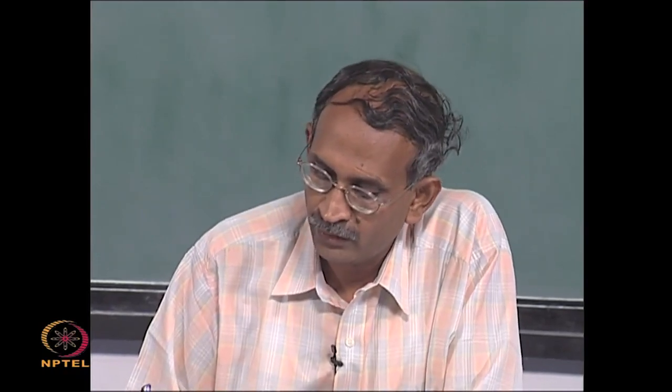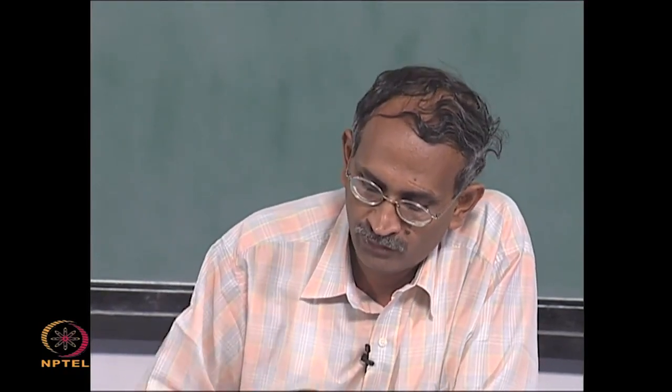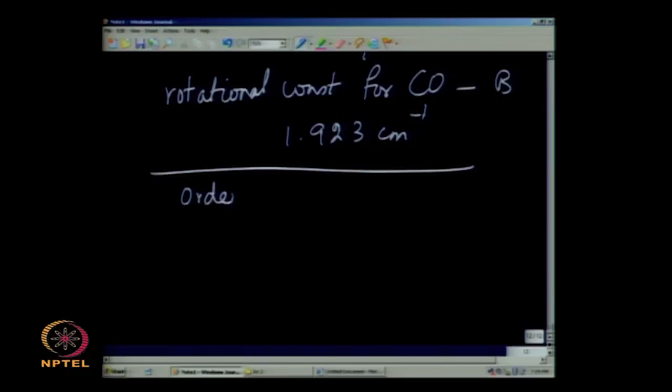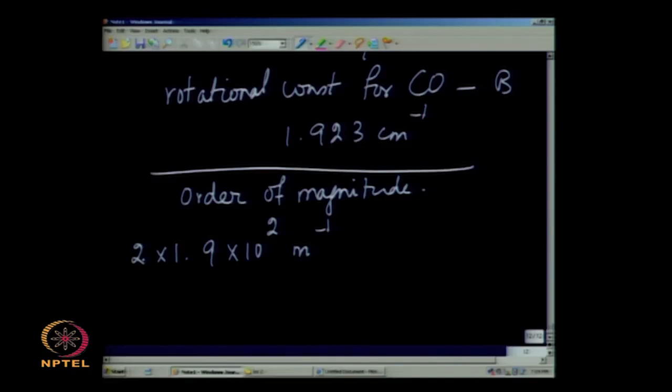So, a quick order of magnitude estimate. Let us just do a quick order of magnitude calculation. Let us not do the actual numbers. Order of magnitude is 1.9 into 10 raised to 2 meter inverse. We are using SI units. This is the B value, and the energy is, let us say, 2B for the first, J equal to 1. It is 2B.